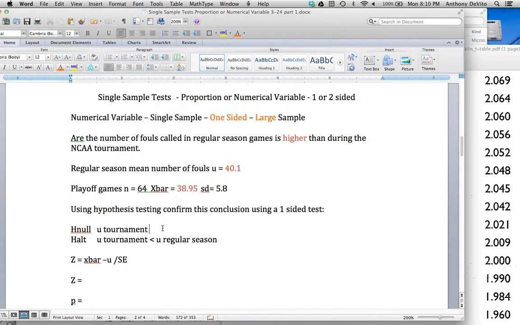Okay, so what does that leave for my null hypothesis? Greater than or equal to the regular season. See how it was easier to do the alternative hypothesis first and then do all the other possible conditions for the null hypothesis, including equal? The null hypothesis always includes equal.